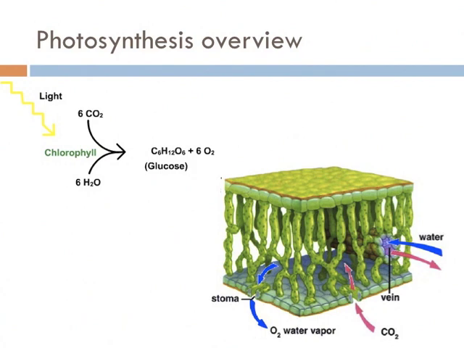Oxygen is a waste product and builds up and leaves through the stoma just like the carbon dioxide came in. And then the sugars that are produced in the leaves can enter the vein system and get redistributed to the rest of the cells in the plants, like the roots.